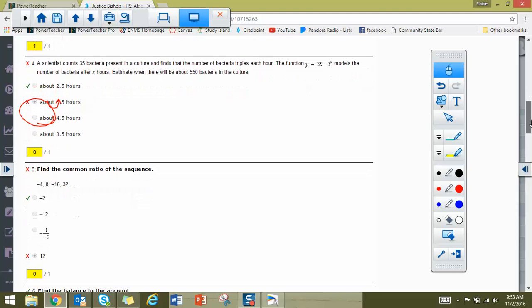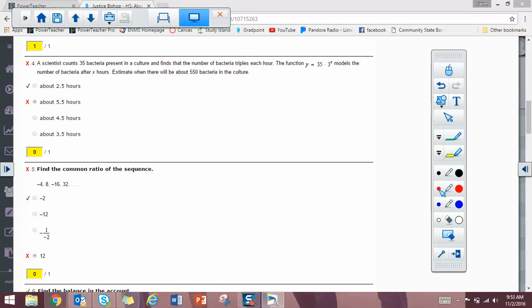Okay, number 4 asks about exponential growth. It says a scientist counts 35 bacteria present in a culture and finds that the number of bacteria triples each hour. The function y equals 35 times 3 to the x models the number of bacteria after x hours. Estimate when there will be 550 bacteria in the culture.